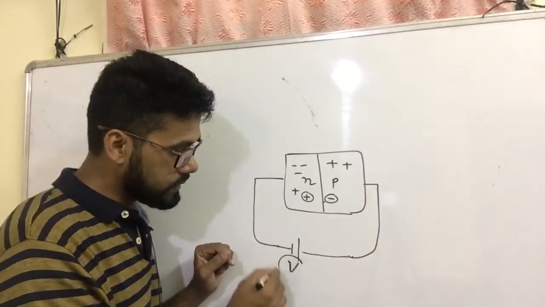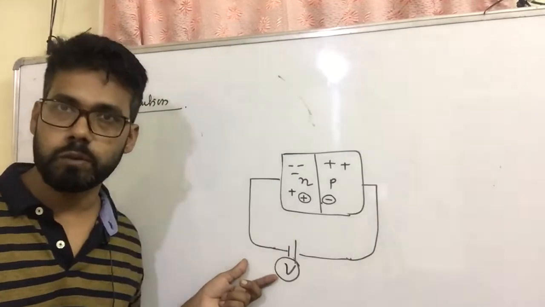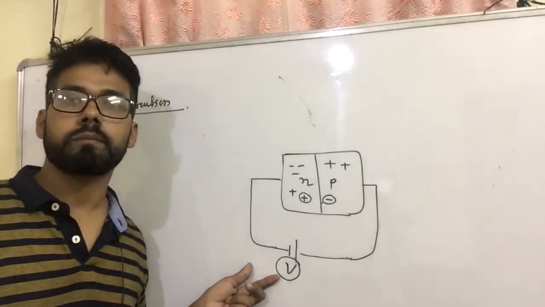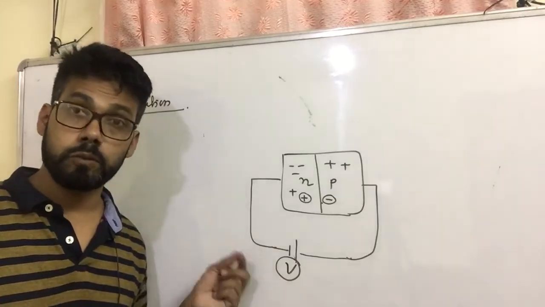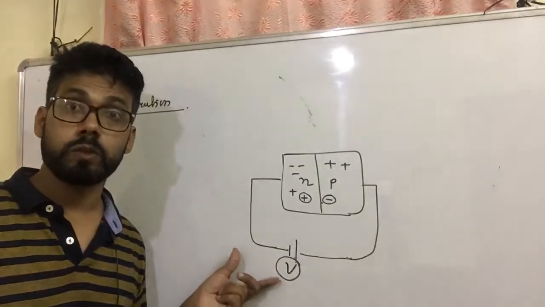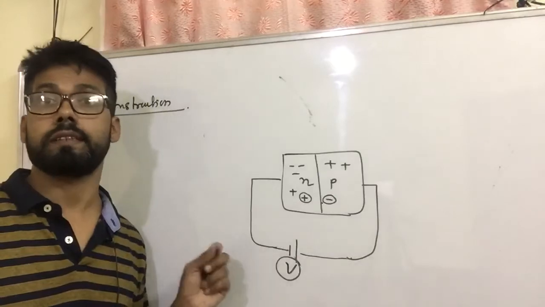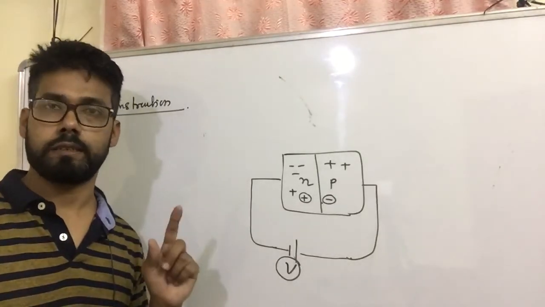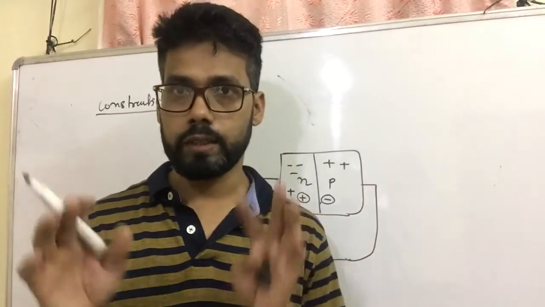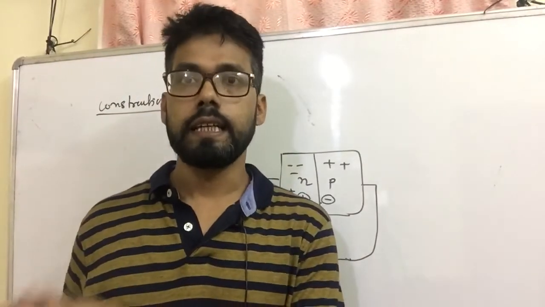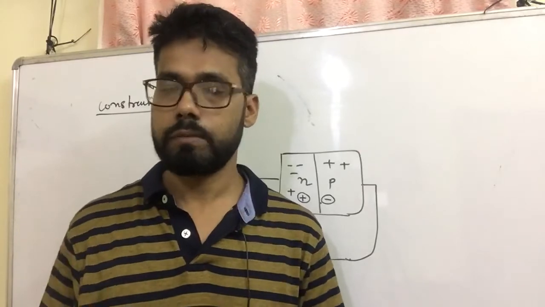Now this voltage is called biasing voltage. Why is it called biasing voltage? Because biasing voltage is the voltage applied over the device to analyze the response of the device. Okay, this is called biasing voltage. I am again telling you, biasing voltage is the voltage to be applied on the device in order to study the behavior of the device.